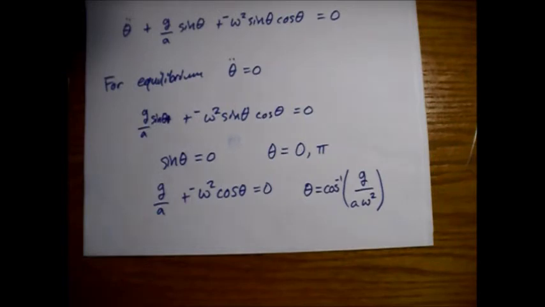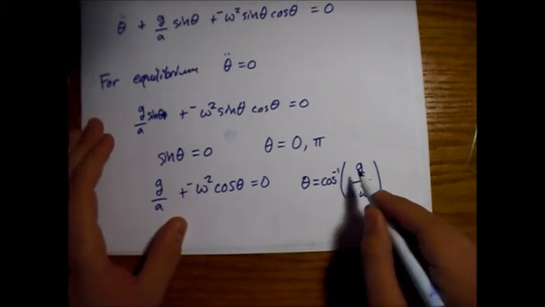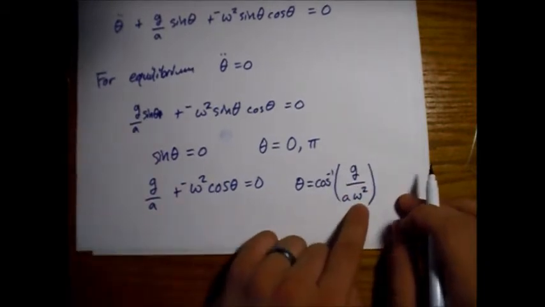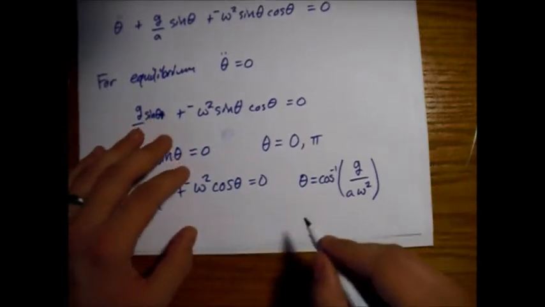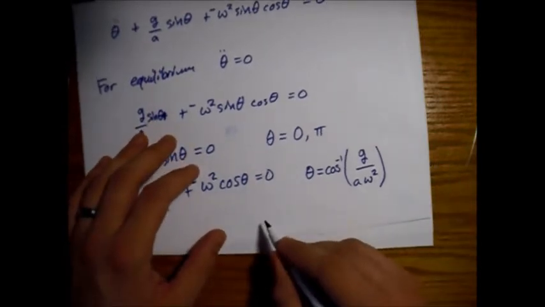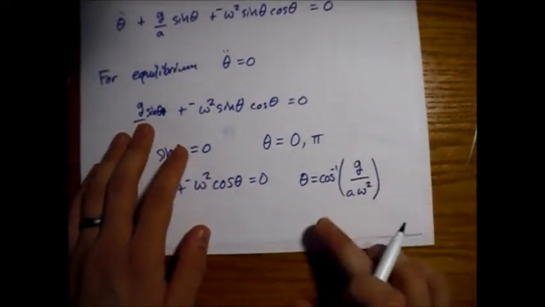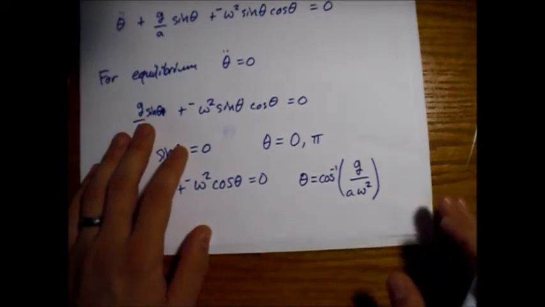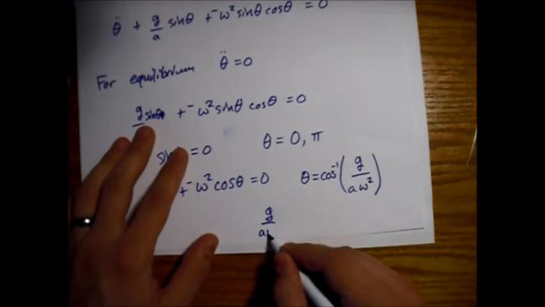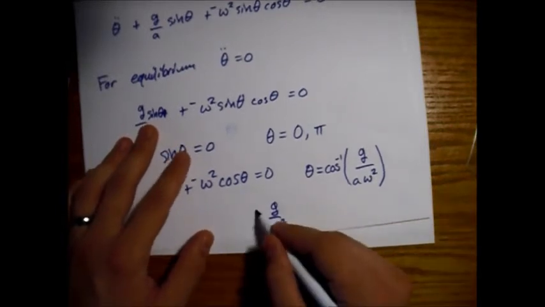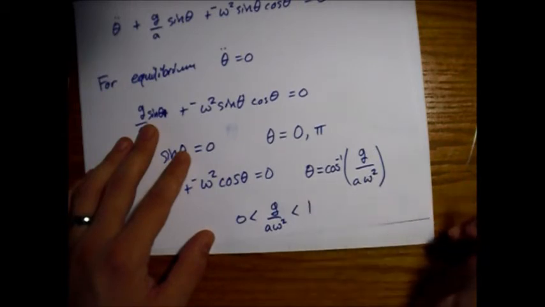All right, so one thing to note, though, is that this is not defined, right, for values greater than 1. All right, so this tells us, and by the way, A is positive, G is positive, so we're not worried about negative. So we're going from 0 to 1. So that means that g over A omega squared is going to be between 0 and 1.